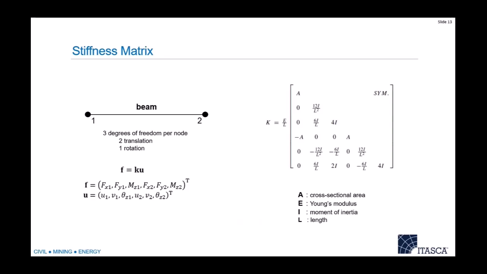So for us, always 3 degrees of freedom for each node. 2 translational, X and Y, and it only rotates in one direction. That direction is out of plane. So that basically gives us a total for the element of 6 degrees of freedom, and that's why this is a 6 by 6 matrix.